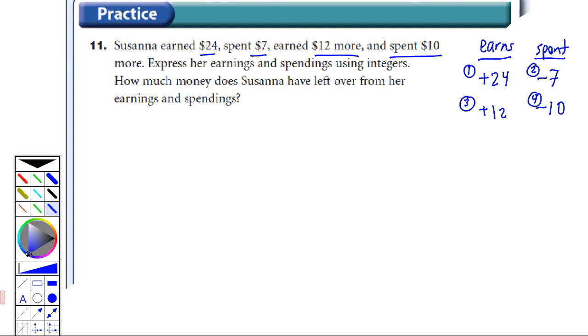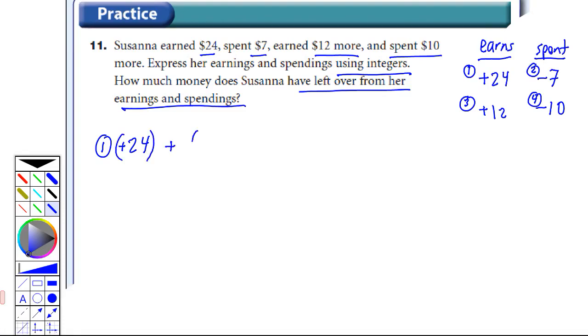Now it says express her earnings and spending using integers. Well, that's what I've done. How much money does she have left over from her earnings and spendings? Well, now I need to put it all together, and there's a few ways I could do that. One way is to simply write it out in the order in which it was given. It's plus 24. I'm going to put brackets around every integer. Now we're adding negative 7. We're adding positive 12. And we're adding negative 10.